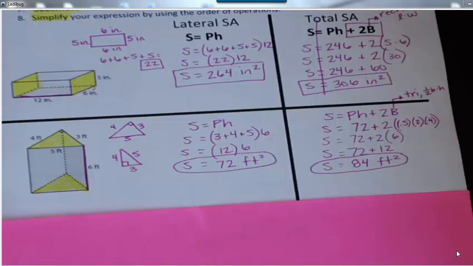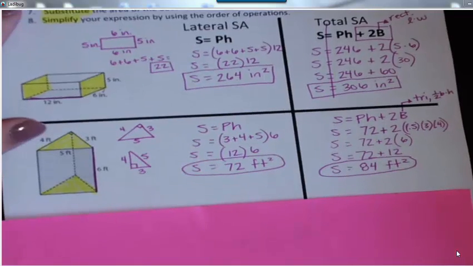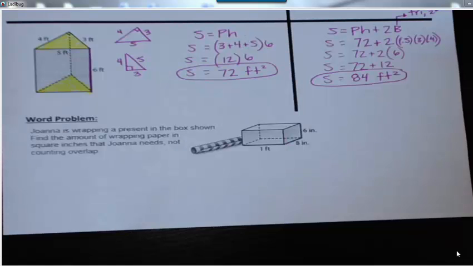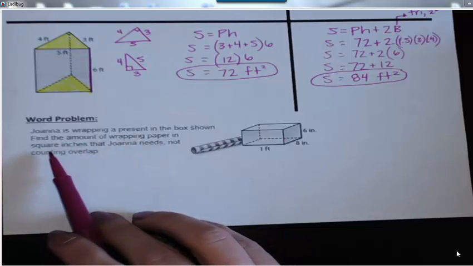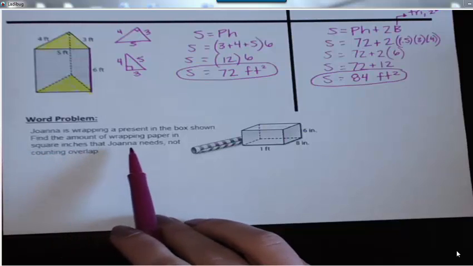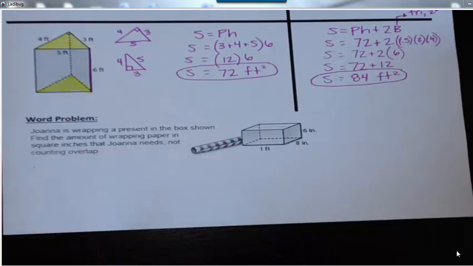Okay, so that's the basic computation of lateral and total surface area of any figure. Now let's match it up with a word problem. Okay, so the word problem states that Joanna is wrapping a present in the box shown. Find the amount of wrapping paper in square inches that Johanna needs, not counting the overlap.